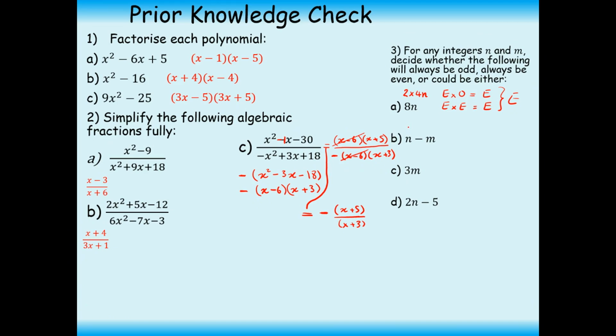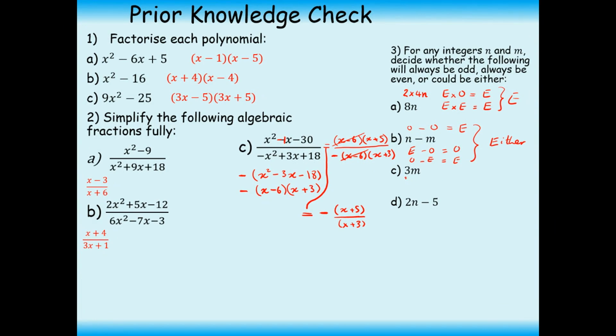Now, let's say for part B, the parity of n is odd, and the parity of m is odd as well. Two odd numbers subtracted from each other will give us an even number. Now, if we start then with an even number and take away an odd number, we end up with an odd number, or vice versa. If you start with an odd number and take away an even number, you end up with an even number. So, in this case, it could be either. The answer is either parity.